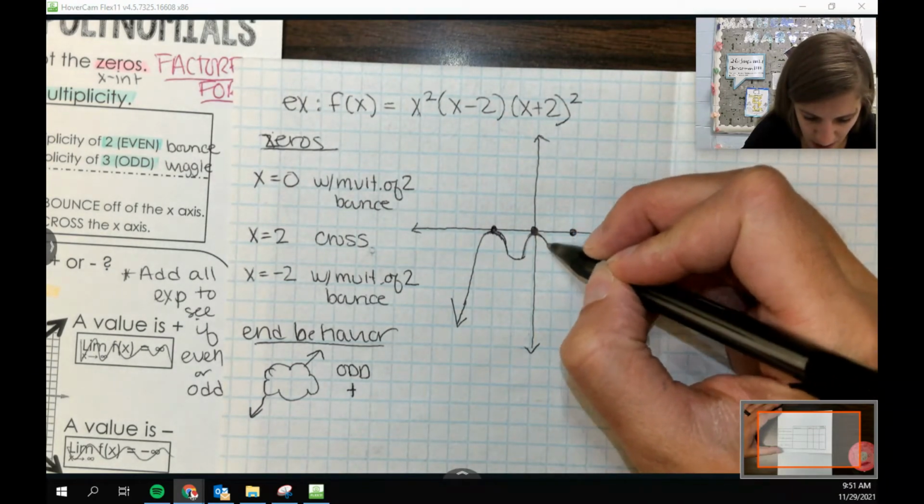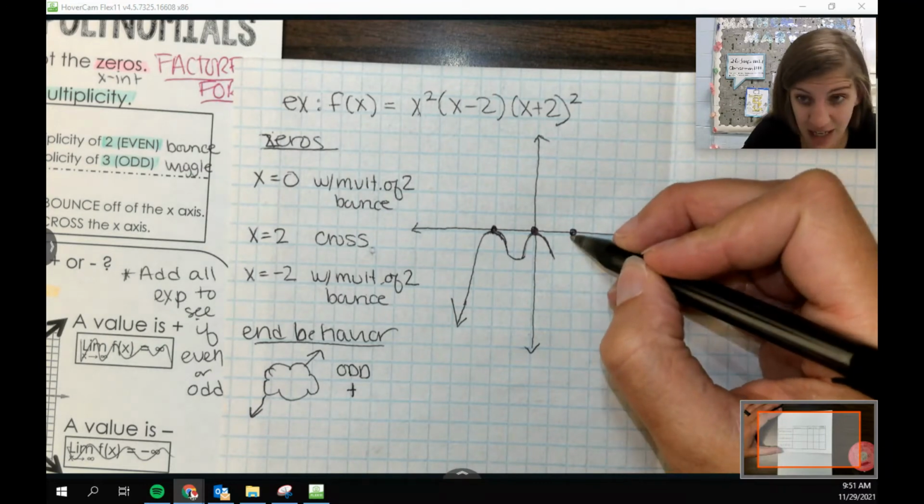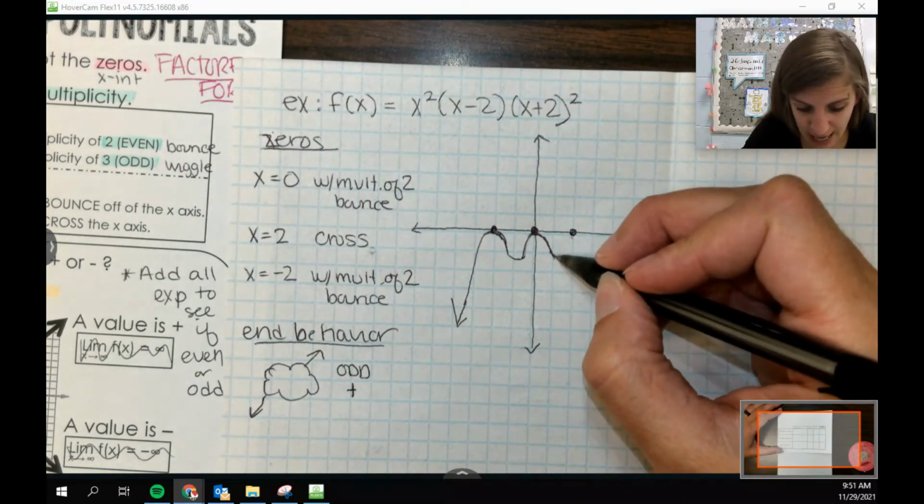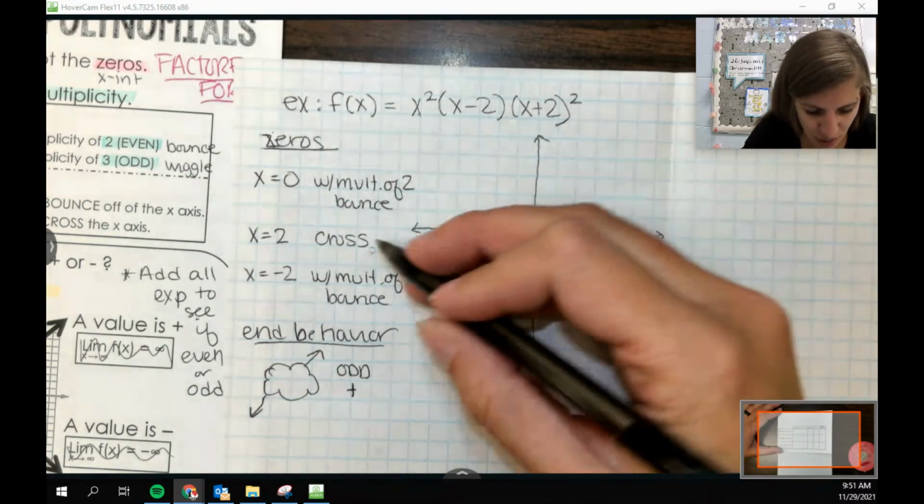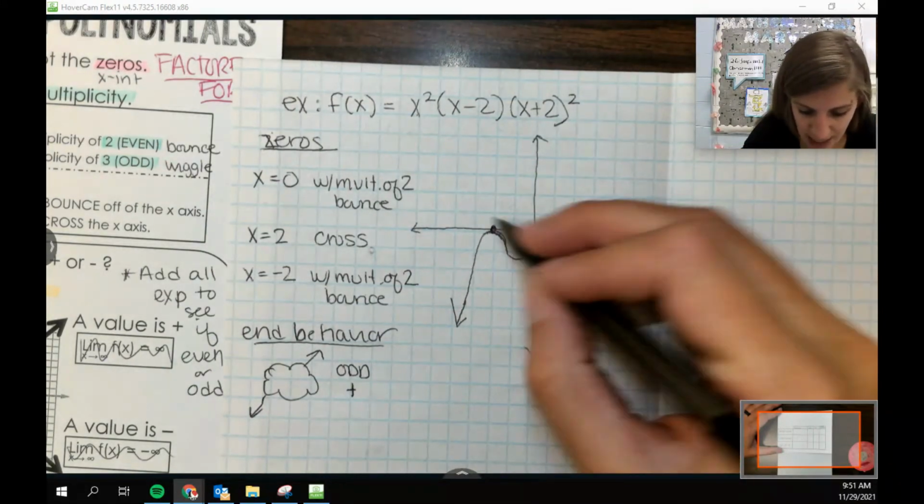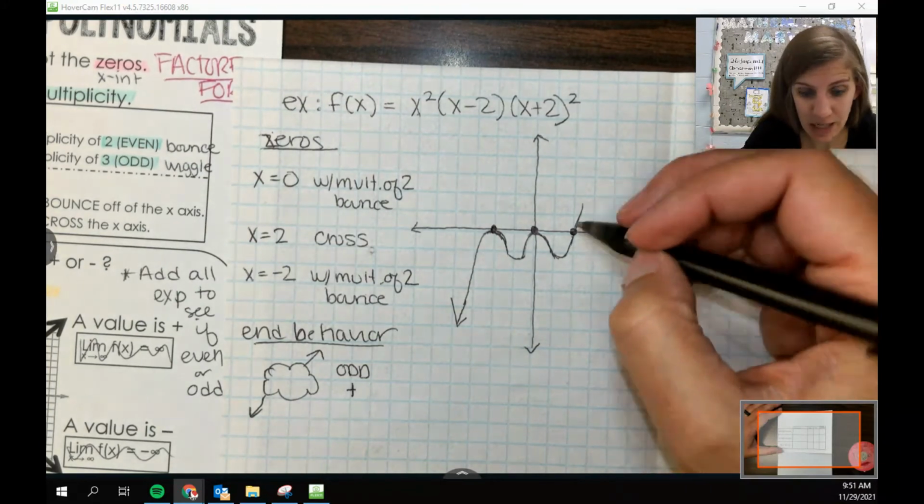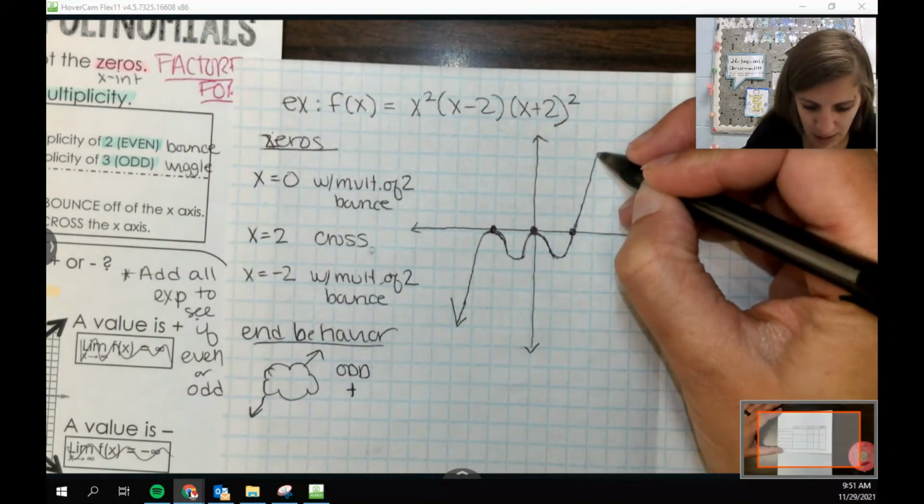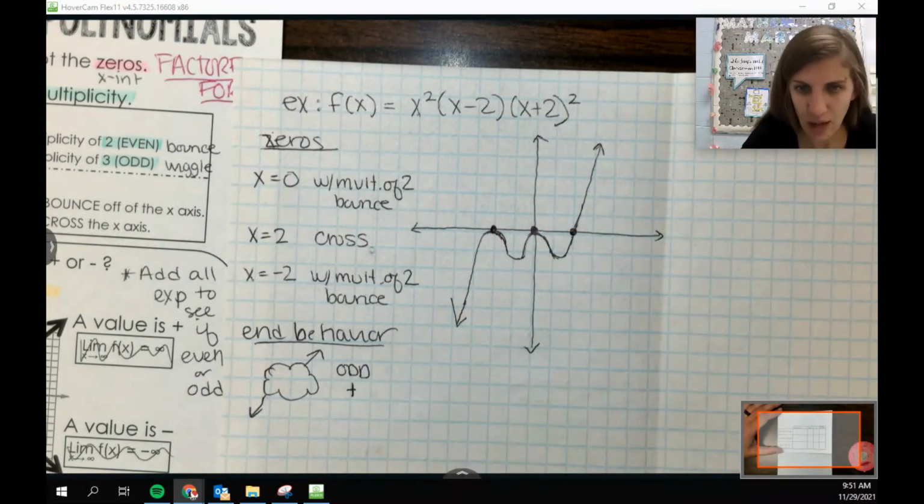Okay. So I'm going to come back down, but I have to get back up here. So I'm going to have to turn around again. And at 2, I'm going to cross right through. And I'm not going to come back down because there's no other x-intercepts for me to touch. So I'm hoping that I was supposed to end up, and I sure was.